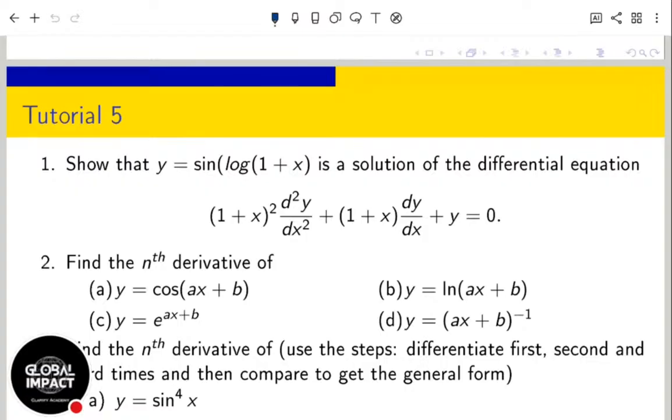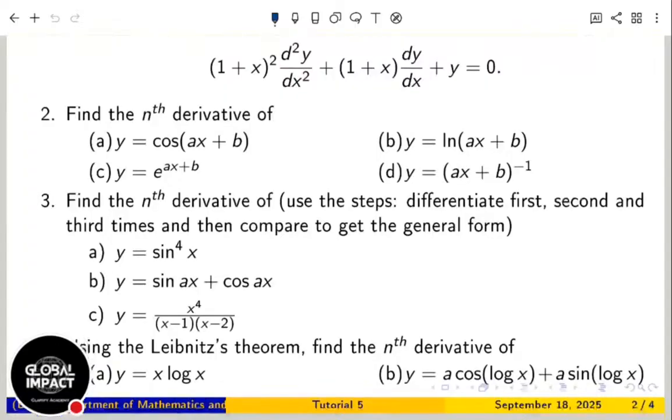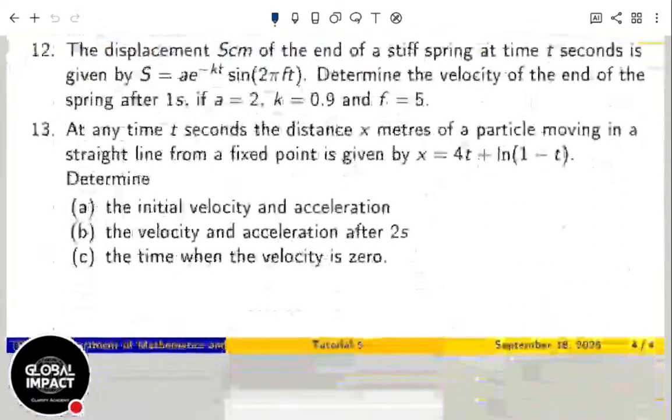So here is our tutorial 5. We're going to go through the things that probably look hard. I want to make sure you're good at differentiation. It is not a topic that you fear. It's not a topic that should beat you in any way. You should get the maximum marks from any differentiation question.